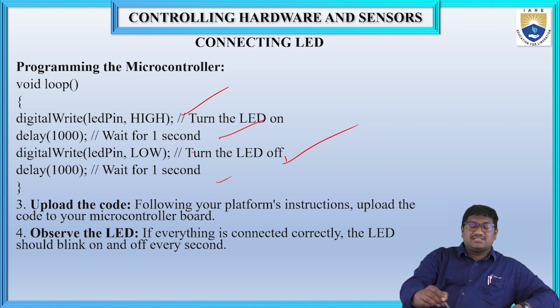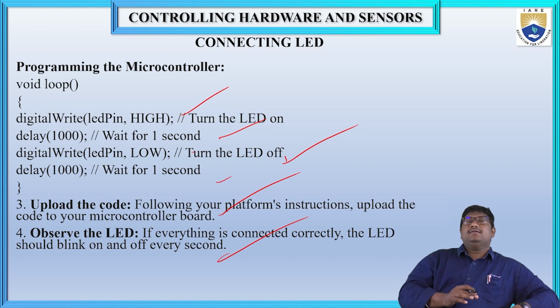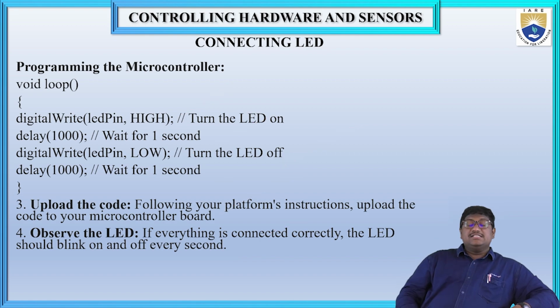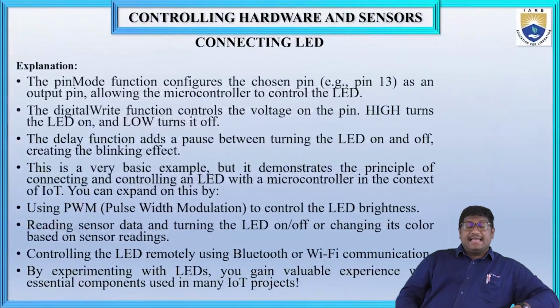Following the platform instructions, the code is uploaded to the microcontroller board connected to the LED, and observe the LED. If everything is connected correctly, the LED should blink on and off every second. Why? Because we have configured the program in such a way that every second the LED is switched on and switched off. This is how we connect an LED.